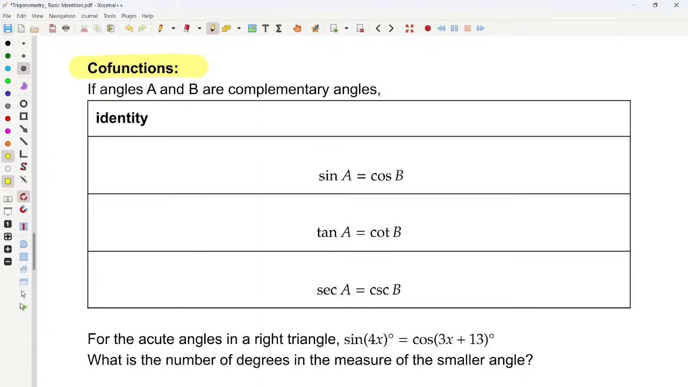These are called the cofunctions. What does complementary mean in math?